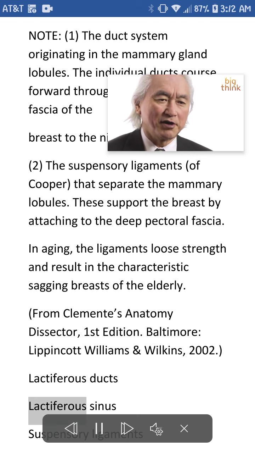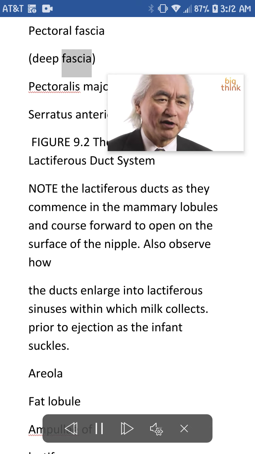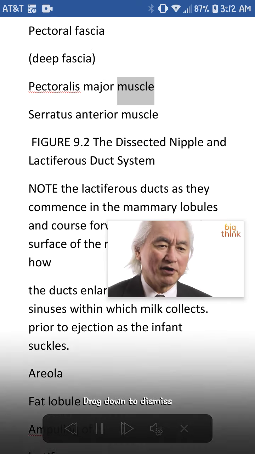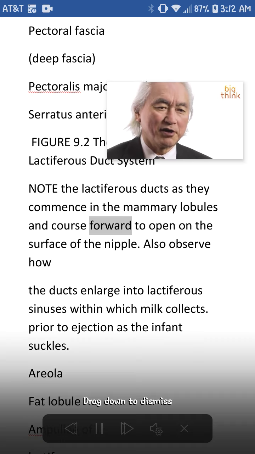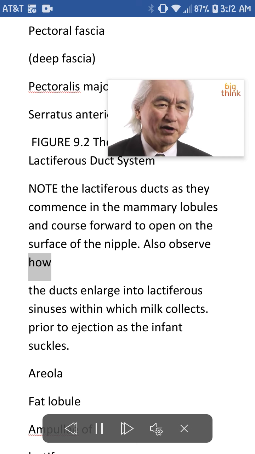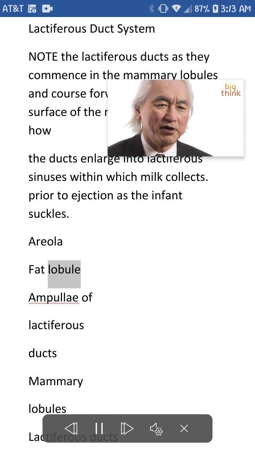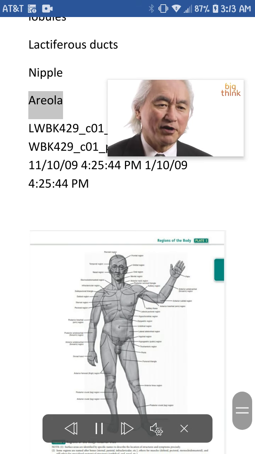Lactiferous ducts, lactiferous sinus, suspensory ligaments, pectoral fascia, deep fascia, pectoralis major muscle, serratus anterior muscle. Figure 9.2: The dissected nipple and lactiferous duct system. Note the lactiferous ducts as they commence in the mammary lobules and course forward to open on the surface of the nipple. Also observe how the ducts enlarge into lactiferous sinuses within which milk collects prior to ejection as the infant suckles. Areola, fat lobule, ampullae of lactiferous ducts, mammary lobules, lactiferous ducts, nipple, areola.